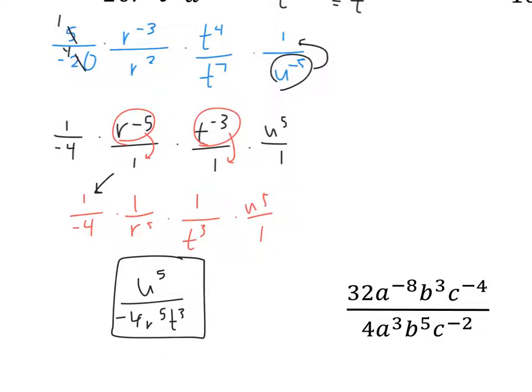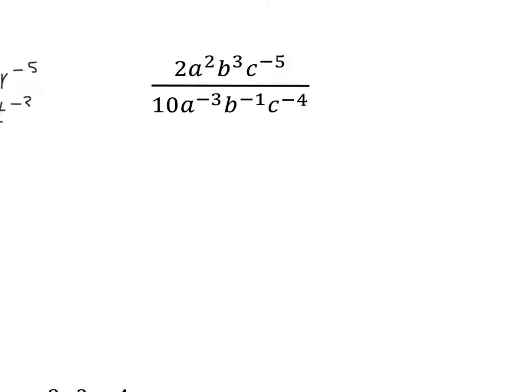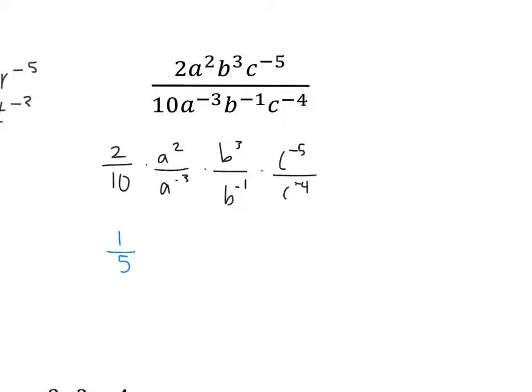Let's look at the next example. Okay, so again, I'm going to break this up and write 2 over 10 times a to the second over a to the negative third times b to the third over b to the negative first, c to the negative fifth over c to the negative fourth. Okay, so 2 over 10 simplifies to 1 over 5.